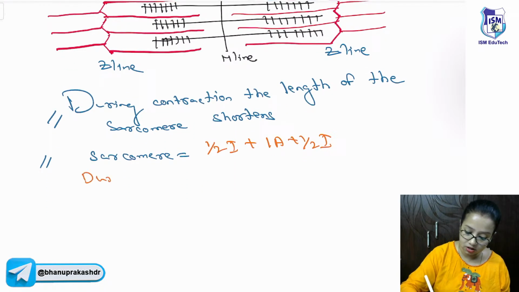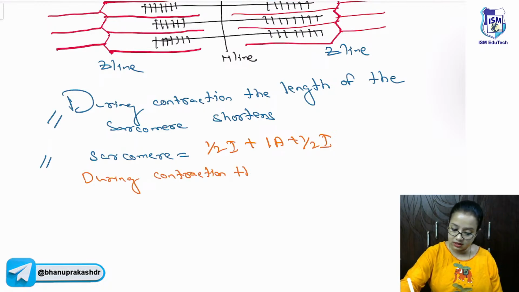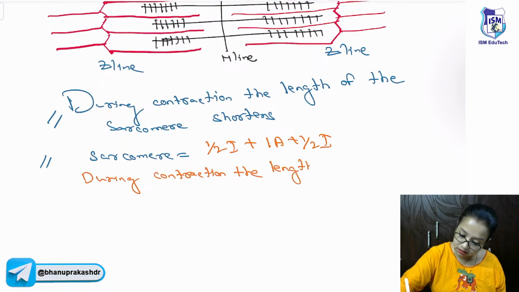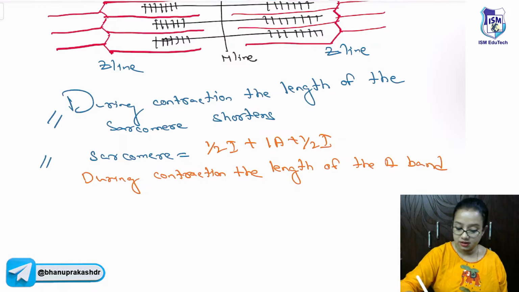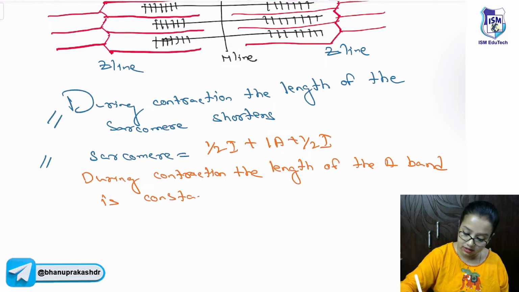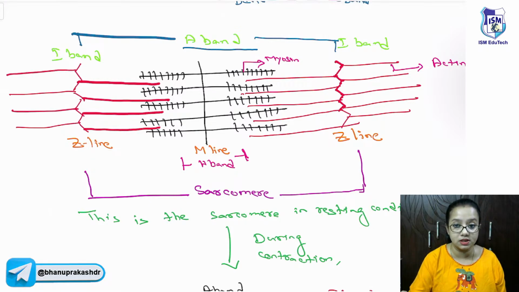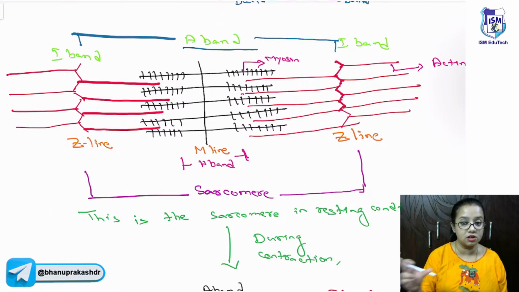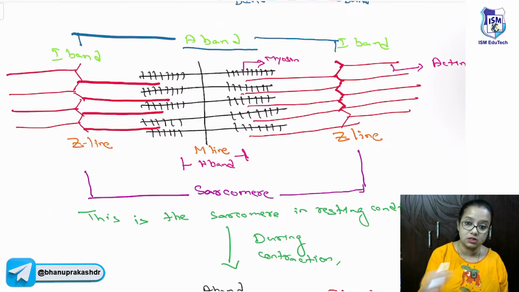So during contraction, the length of the A band is constant. Just see here, the A band, which is depicted black in color, the myosin head and the myosin molecule, their length in the sarcomere is being maintained constant. It is not reducing in length, whereas it is the actin filament that is being pulled towards the myosin.